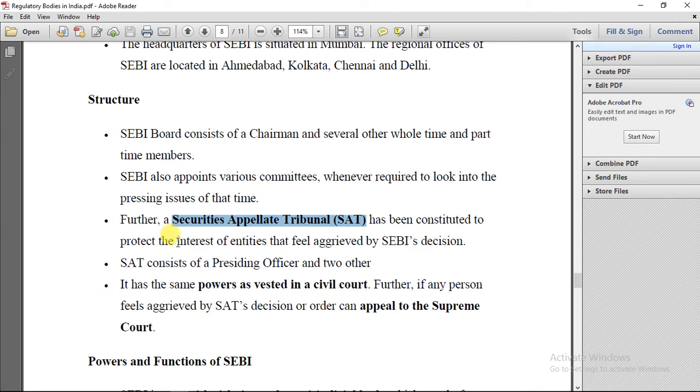Okay, so it was also constituted so that if anyone feels aggrieved by the SEBI's decision, they can appear before the Securities Appellate Tribunal, called SAT. SAT consists of a presiding officer and two others. It has the same power as vested in the civil court. Further, if any person feels aggrieved by the SAT's decision or order, they can appeal to the Supreme Court. So first SEBI, then SAT, then Supreme Court.